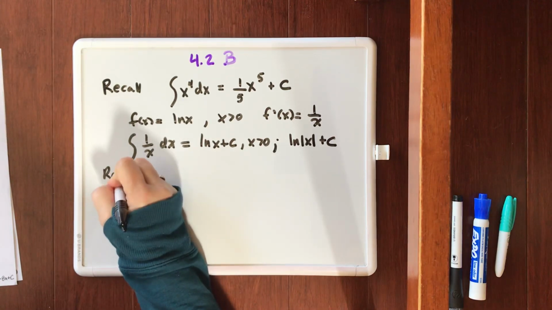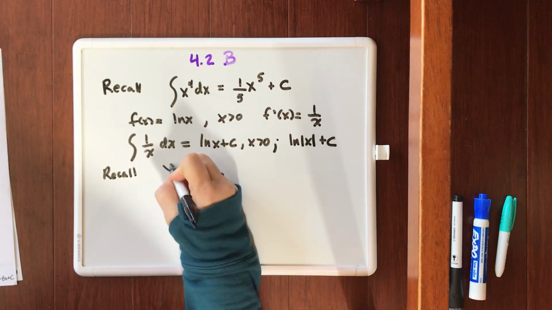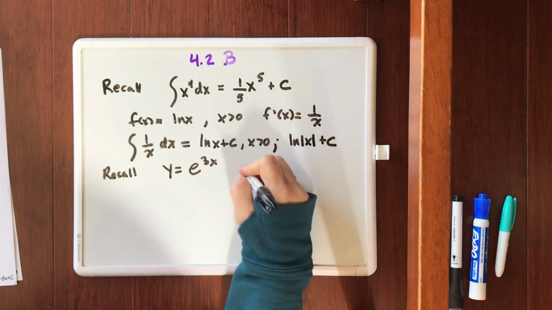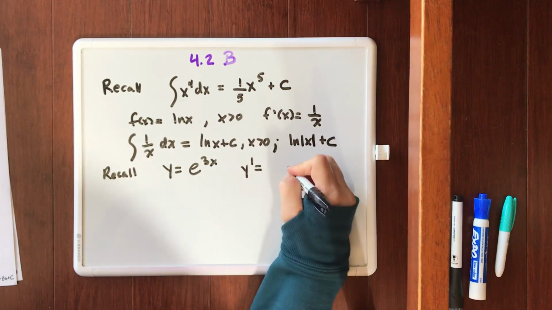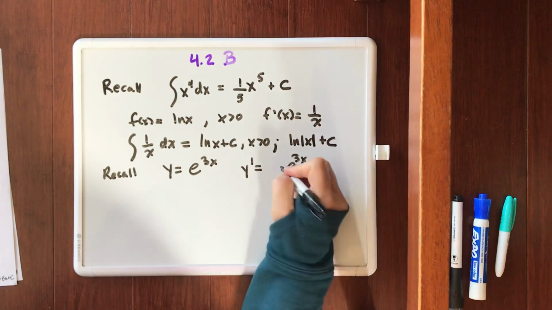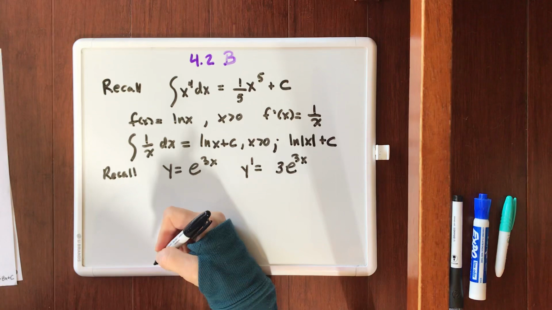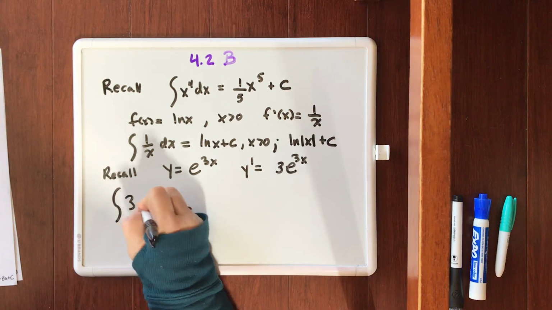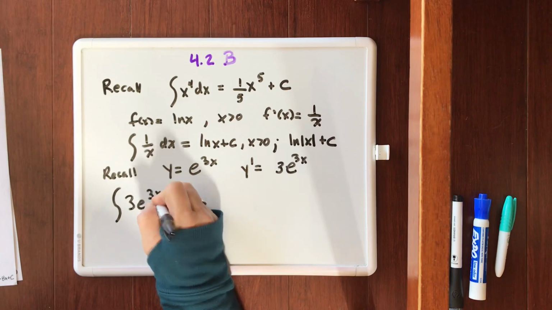Okay, so let's do another type of problem. Recall if y equals e to the 3x, then y prime is e to the 3x times the derivative of 3x, which is 3. Okay, so now let's integrate 3e to the 3x dx.